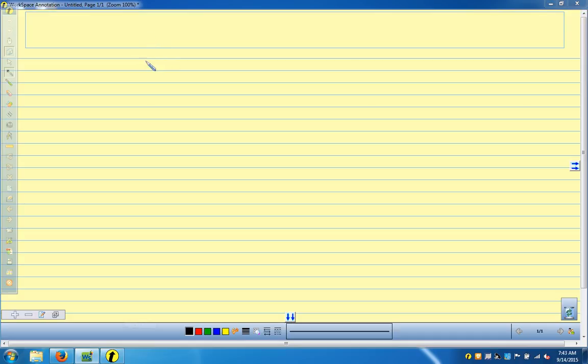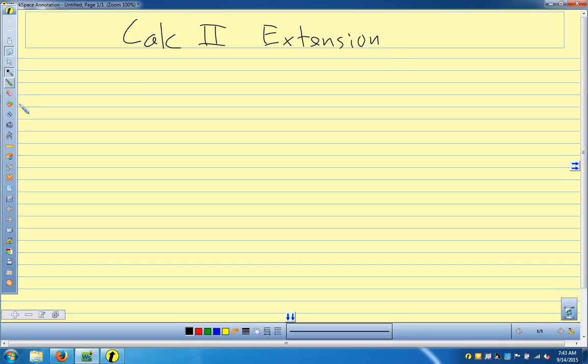So we'll just call this a calc 2 extension. I don't know what else to call it, so that sounds good. Methods of proof.